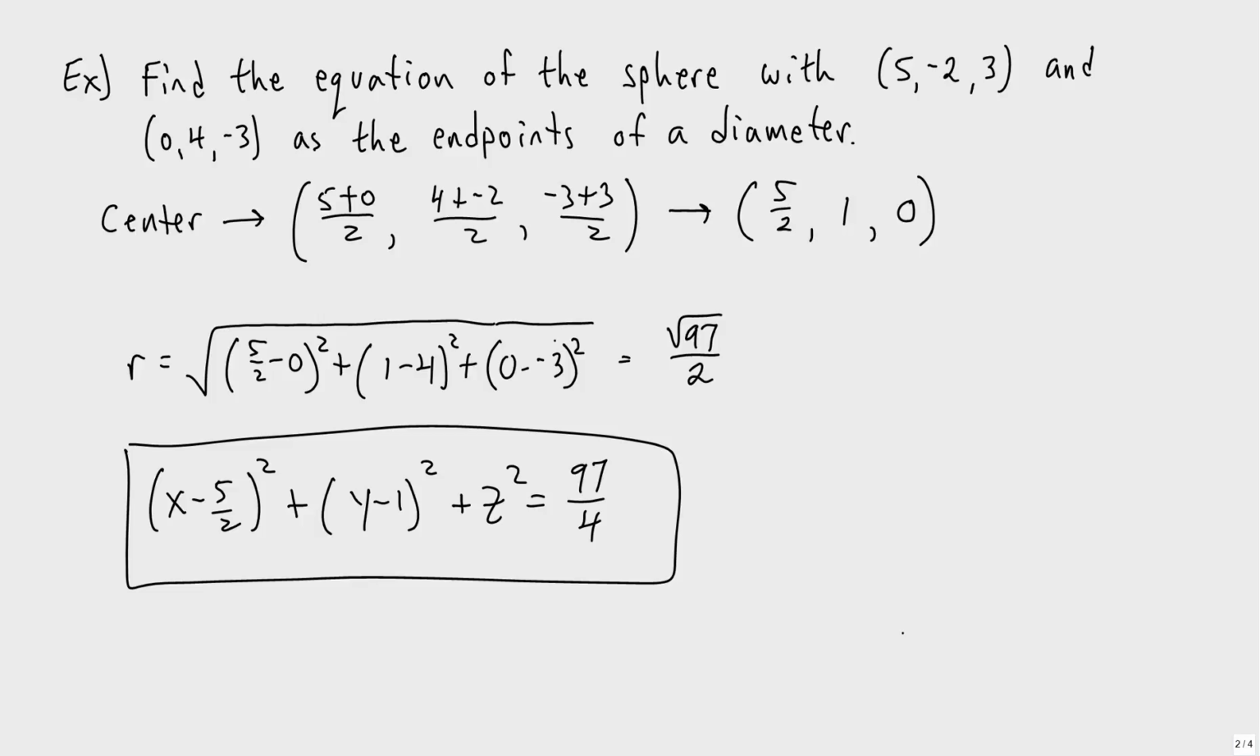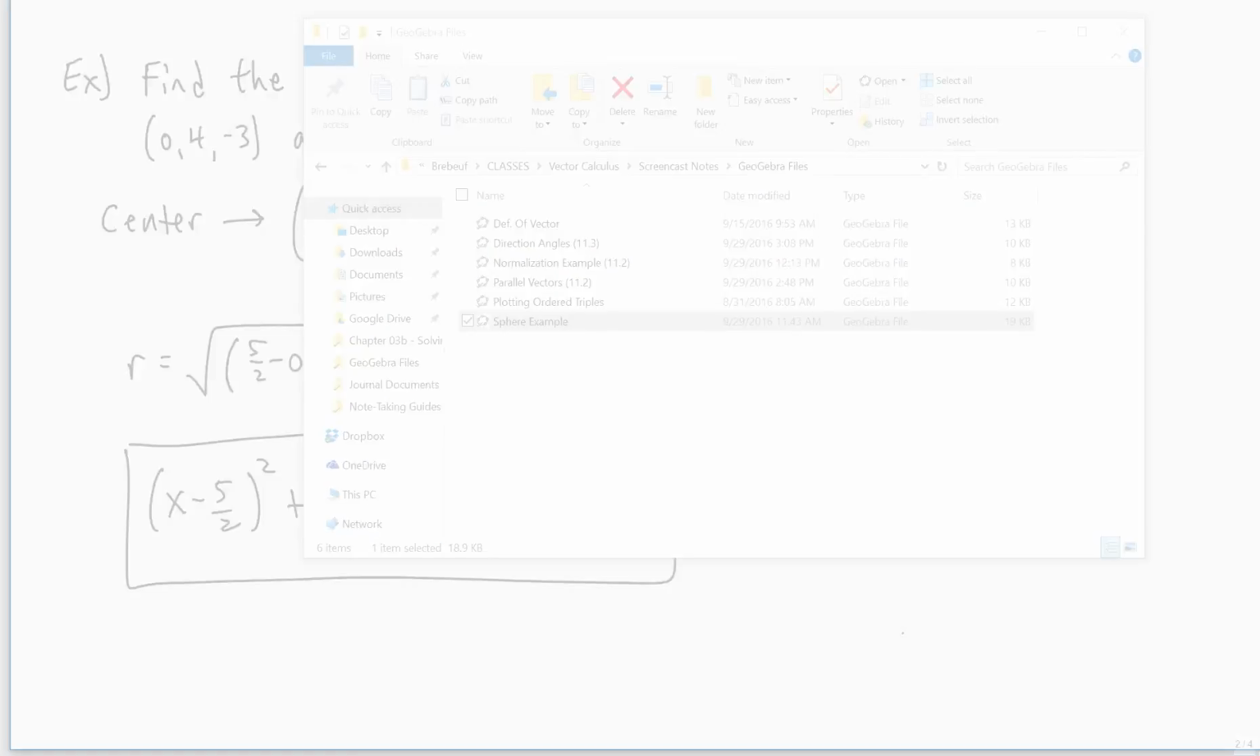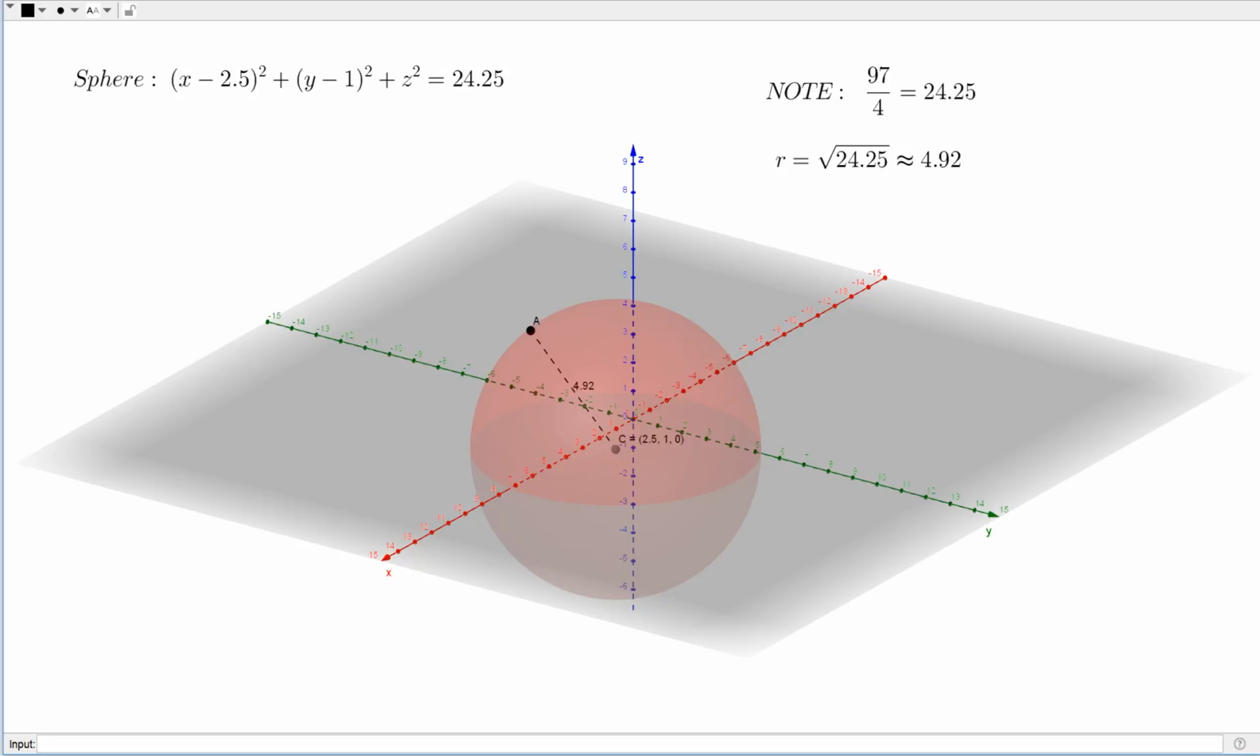So again, let's see a picture of this in 3 dimensions, just to get a mental picture of how this is all. Okay, so let's take a look at that sphere in 3 dimensions. So notice I've got our sphere equation up here, 24.25, that is 97/4. So the radius is about 4.92 units in length. So there's our center. You go 2.5 in the positive x direction, 1 in the positive y direction, and then 0, so you don't go above or below the xy plane.